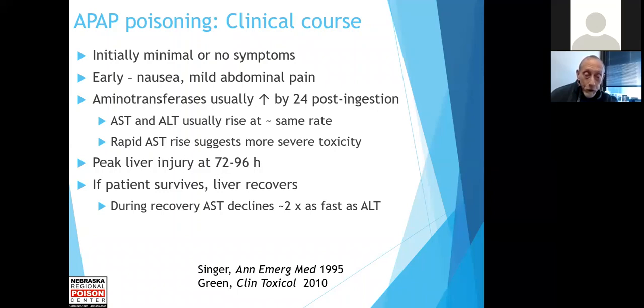Now, if they do have liver injury, it peaks later. Once the liver injury process is started, the peak is typically not till 72 to 96 hours out. And then the patient usually recovers. Once they're in that recovery phase, the AST typically declines and improves faster.